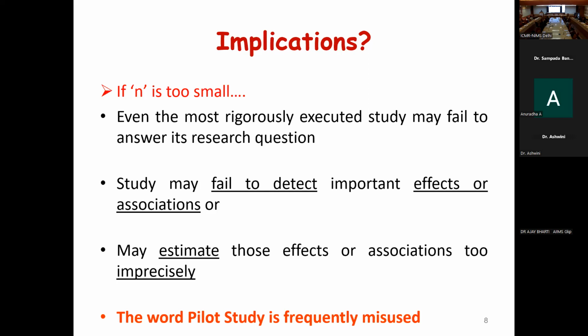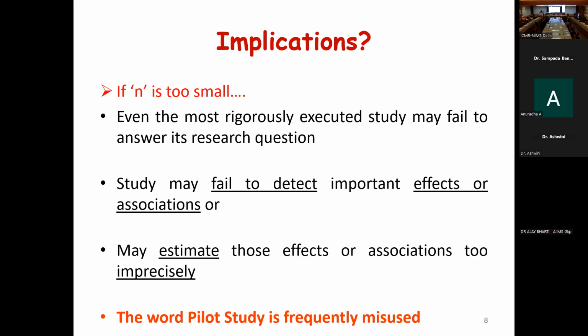Absence of proof is not proof of absence. If you have not been able to detect something, it does not mean it's not there, right? Because your study had inadequate numbers. That is what most people basically do. That is a false negative finding.